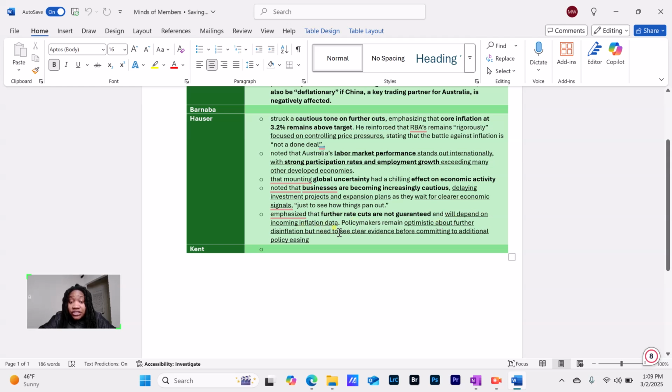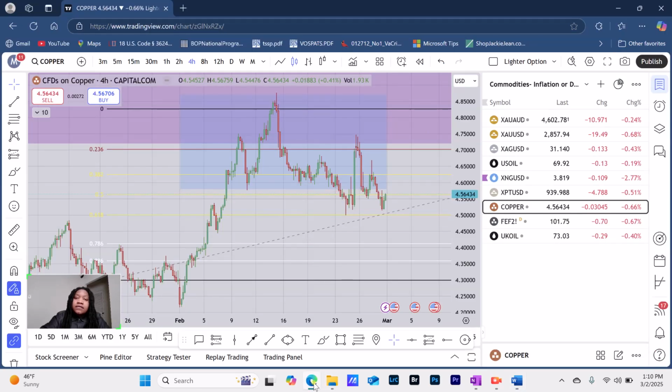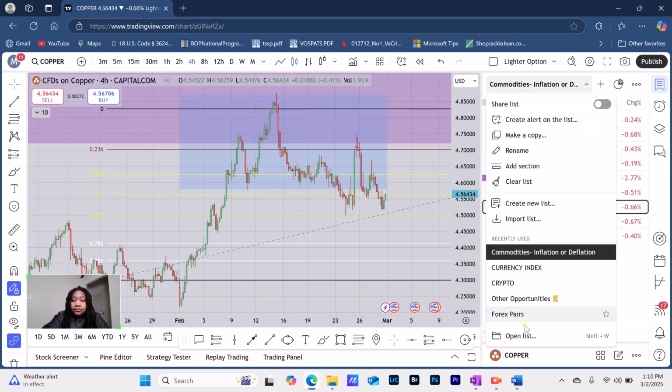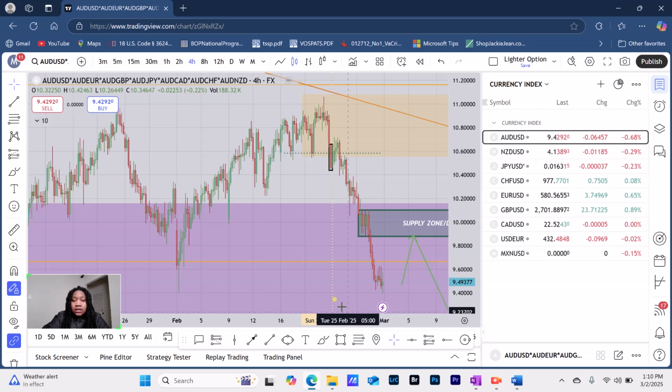Emphasized that further rate cuts are not guaranteed. It's not even on the table and will depend on income and inflation data. That is the key thing in Australia right now. But they remain optimistic about further disinflation, but need to see clear evidence before committing to additional policy easing. How will we see clear evidence? With the data that comes out. What's going on in different countries? What complements Australia, which is China, and also looking at the U.S. What's going on in the U.S. will determine certain things. You've got to be dynamic in the market.